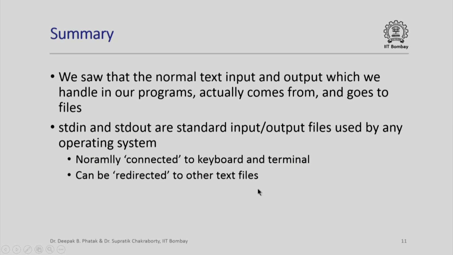In summary, we saw that the normal text input and output actually comes from and goes to files. STDin and STDout are standard input output files used by any operating system. Normally, these are connected to keyboard and terminal, but can be redirected to other text files.